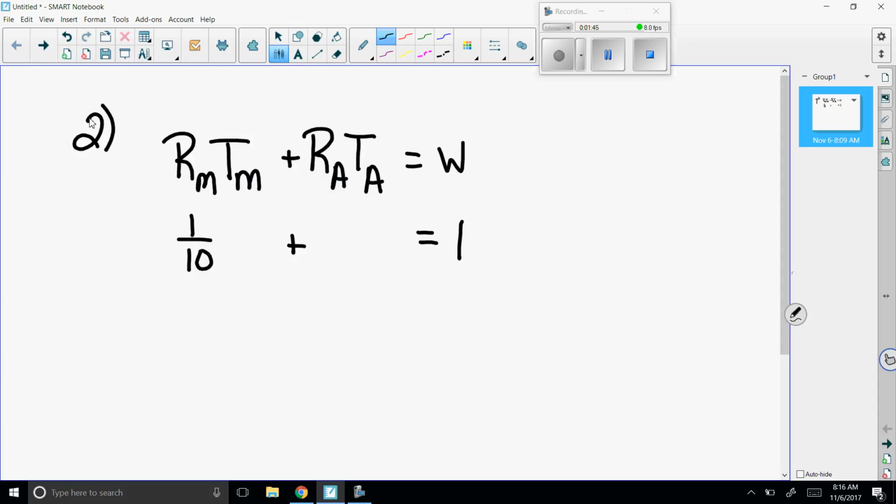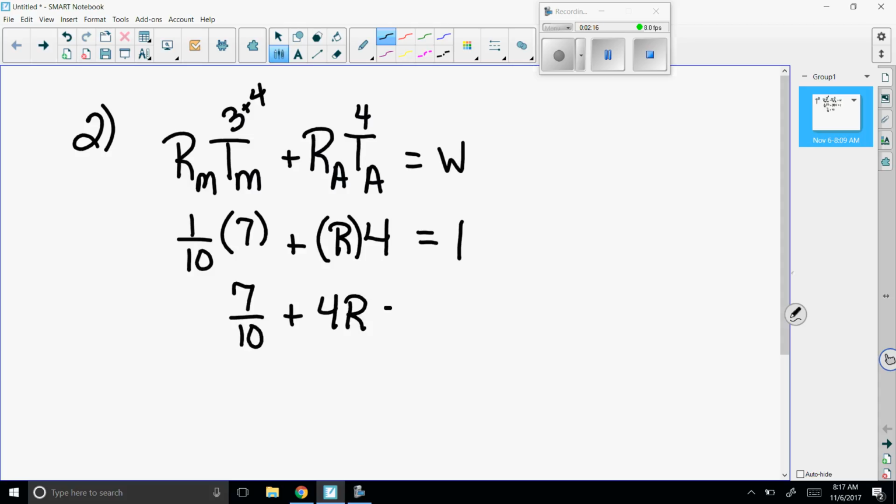Antoinette joins her after 3 minutes. So that means that Marie eats for 3, and then together they can finish it in 4 minutes. So the time of Marie is 7. The time of Antoinette is 4. So we want to know her rate. Subtract 7/10 and divide by 4.